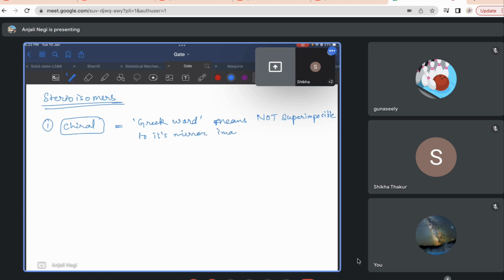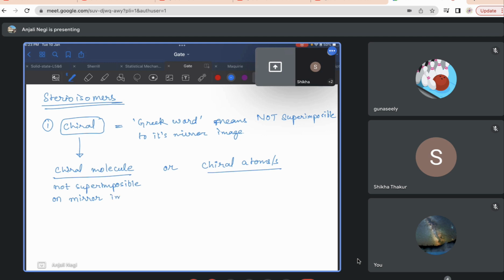The basic example that we read in a textbook while getting introduced to this concept is our hands. Our hands are mirror images of each other and they are non-superimposable, hence this is the example of chirality. So when I talk about a chiral molecule, it means that it is not superimposable on the mirror image of the molecule.